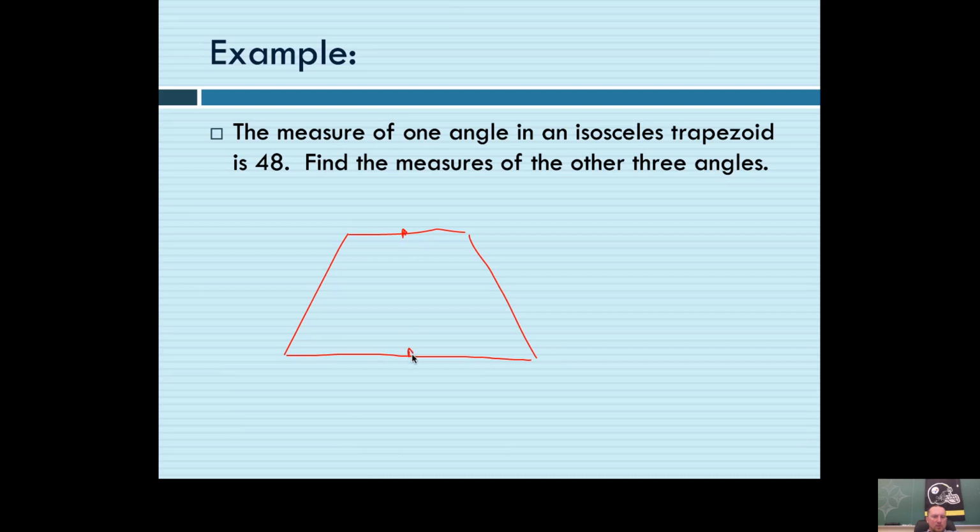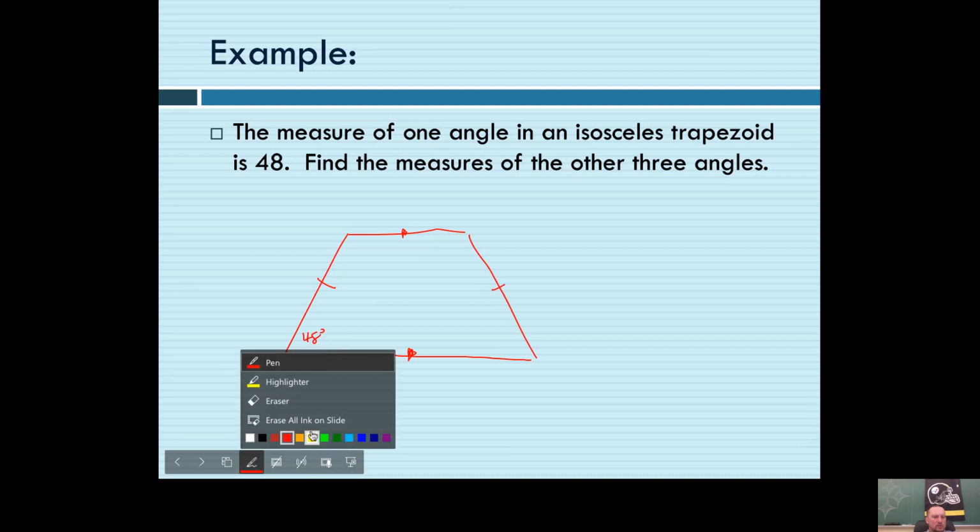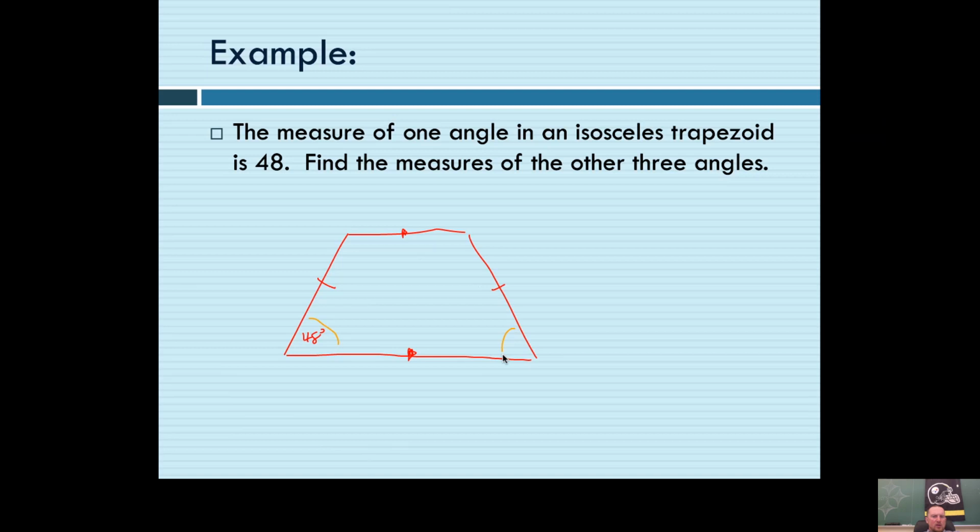I'm going to put these parallel marks on here so you know the top and bottom are parallel. Those are the bases. If it's isosceles, then these legs are congruent. The measure of one angle is 48 degrees. So I'm going to make sure I put the 48 in one of the acute angles. Remember, since it's an isosceles trapezoid, those base angles match the two acutes. The two obtuses match also, but they don't match the acute ones.